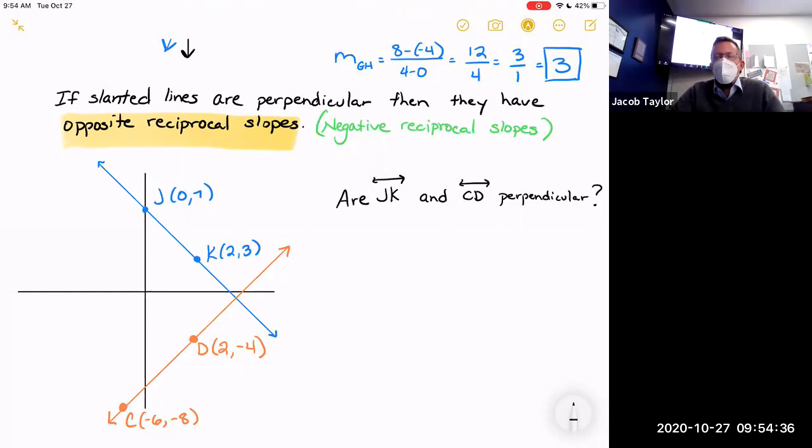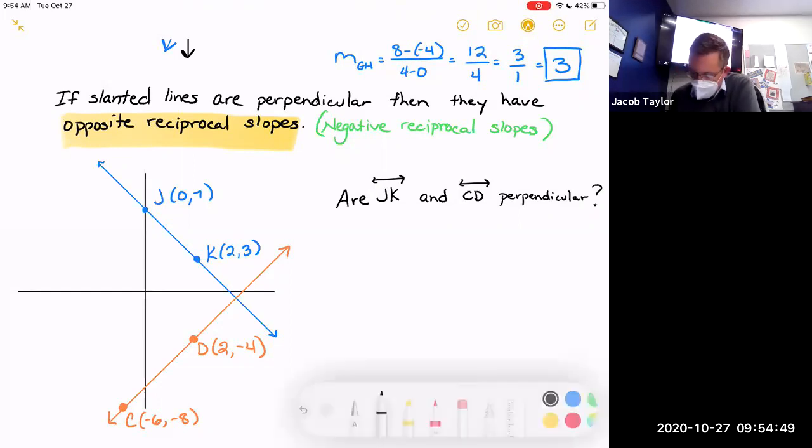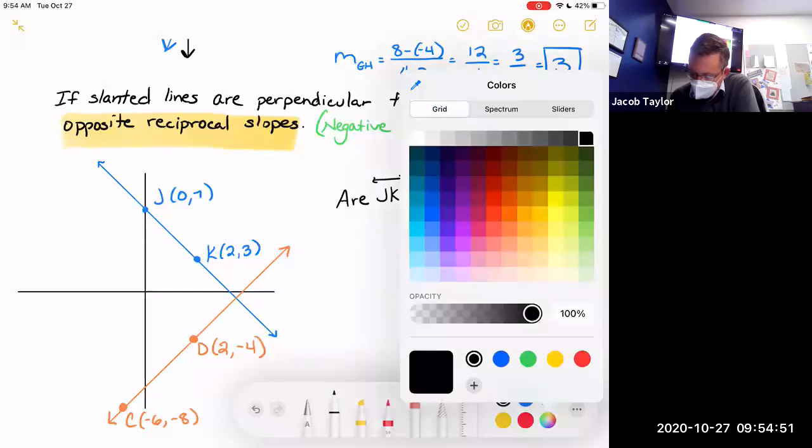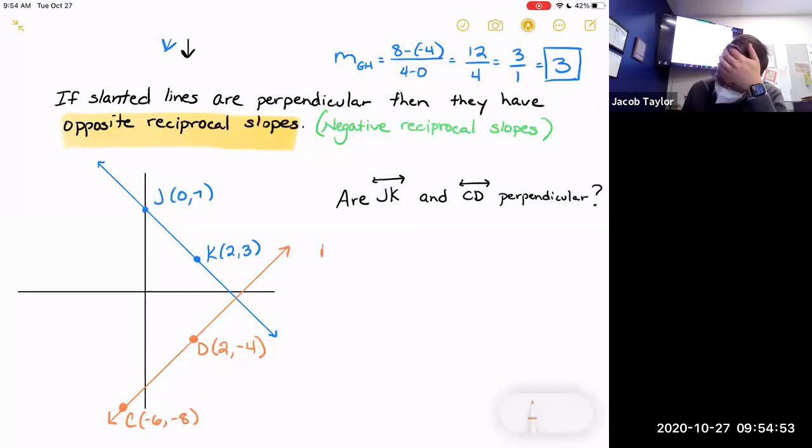Zane is right. Opposites are either the negative or positive version of that number. Cool. Are these perpendicular? And the answer is, oh, got to find the slopes. So let's do that. Let's find the slope.